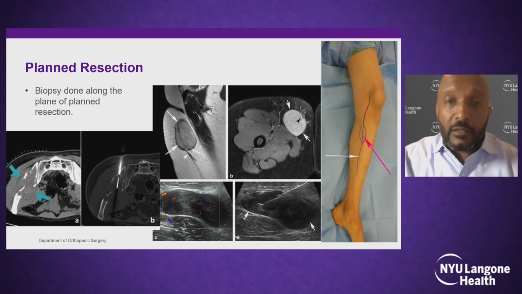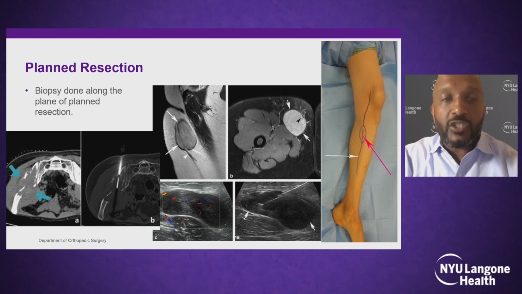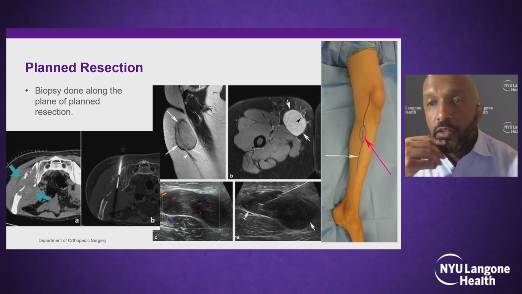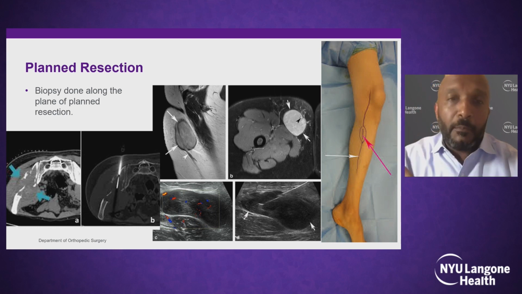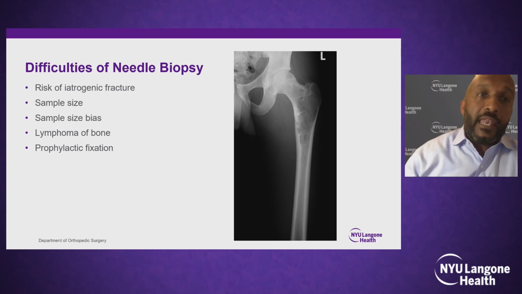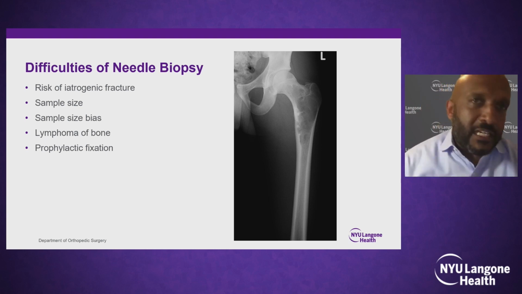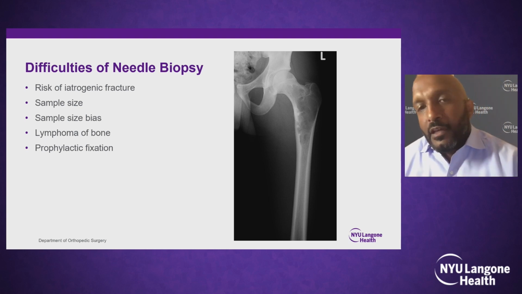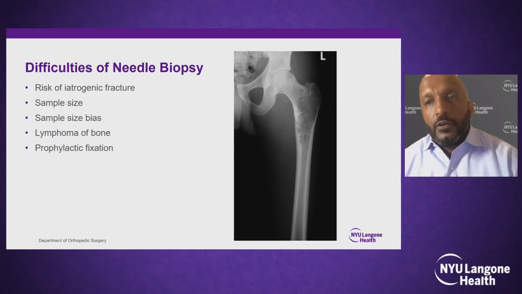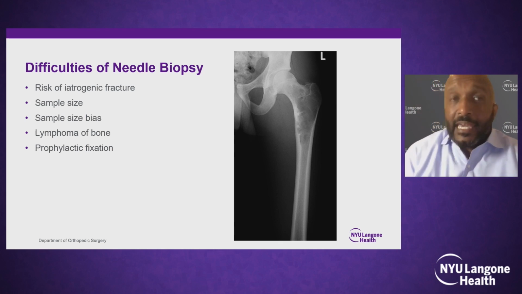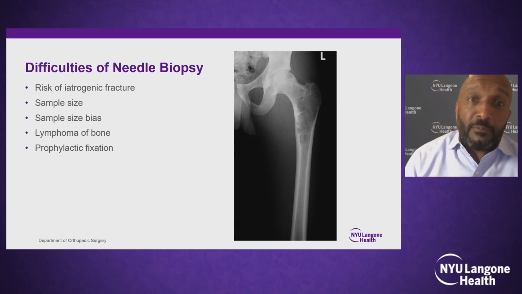The last image on your right demonstrates how you can ellipticize along the planned route of excision and take out that potentially contaminated area. Now, needle biopsies aren't as easy as I may have painted them out to be. We still have some dilemmas. Getting a needle biopsy of a bone lesion can be very difficult.